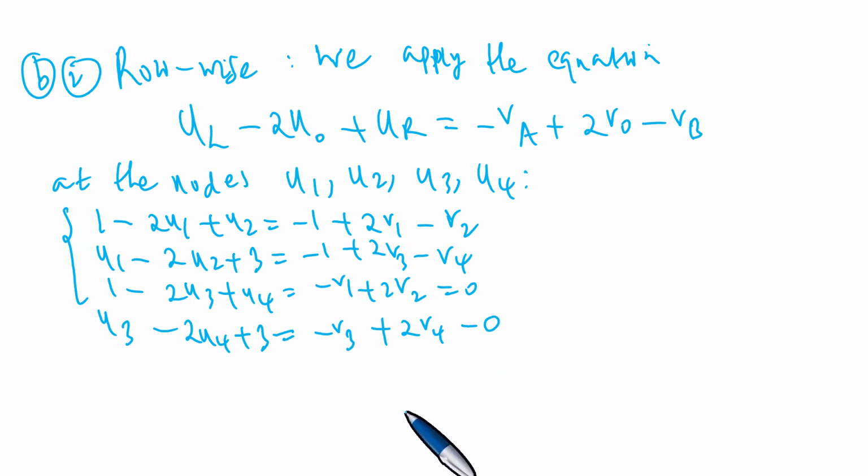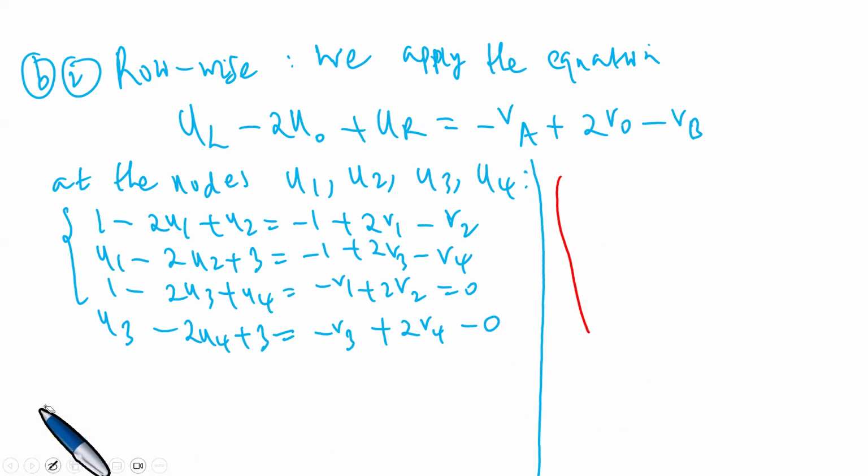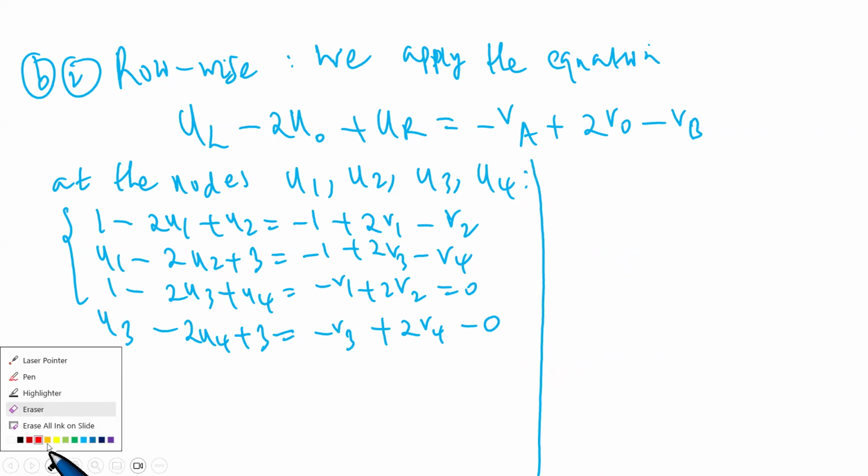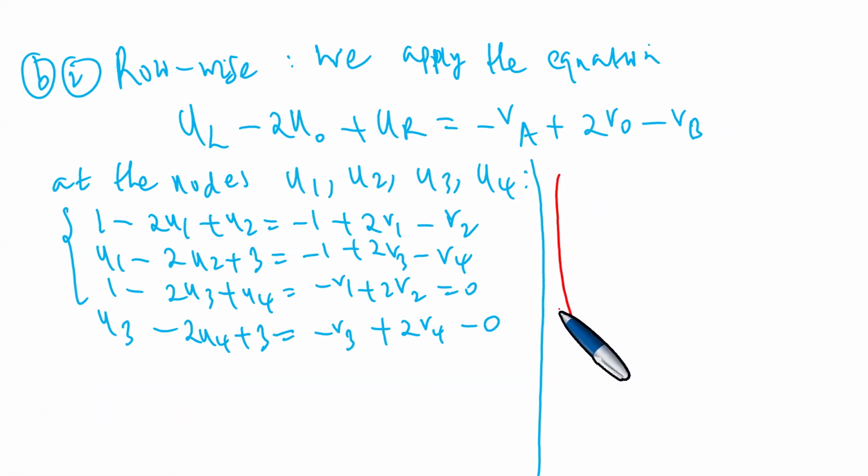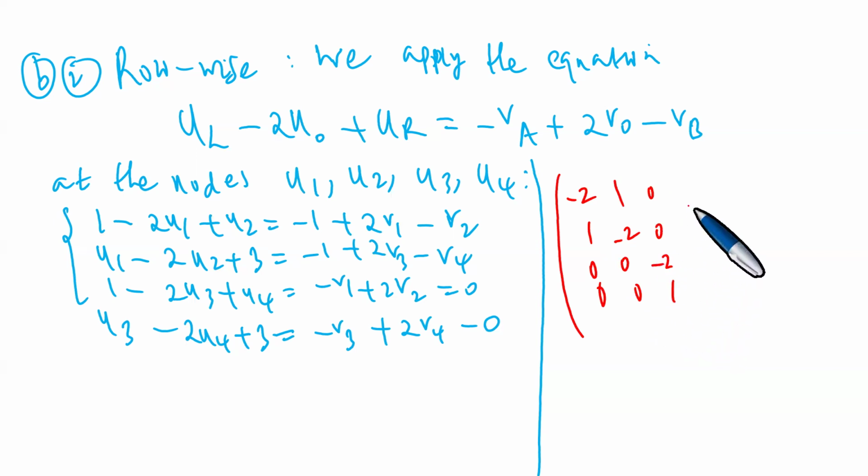So in the end, we would write the matrix equation that arises out of this. This is the matrix equation that we're going to get. Before we look at the column-wise, we're first discussing the row-wise, and how we get to these equations at the nodes. Then we shall have exactly the following: minus 2, 1, 0, 0; then 1, minus 2, 0, 0; 0, 0, minus 2, 1; 0, 0, 1, minus 2.